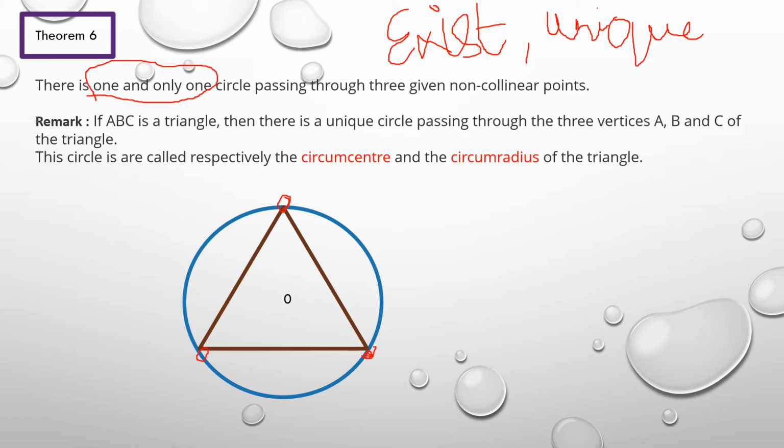This circle is called the circumcircle, the center is the circumcenter, and the radius of this circle is the circumradius of this triangle or this circle. So we have three terms here: one is circumcenter, one is circumradius, and the third one is circumcircle.